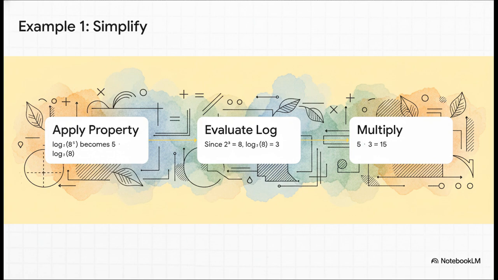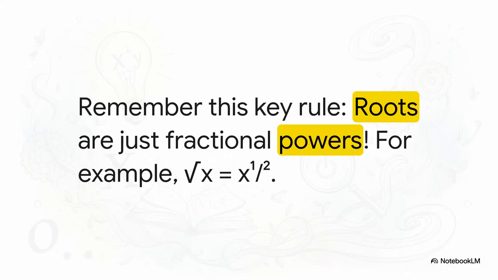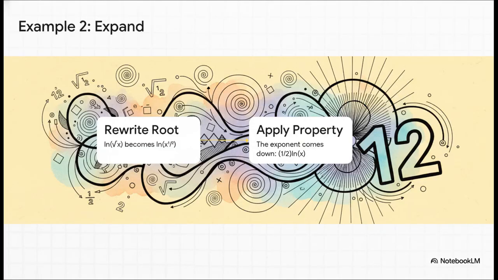So much easier. Okay, for our next example, we need to dust off a really important idea from algebra. Roots are just powers in disguise. They're fractional powers. Remembering this little fact unlocks the full potential of this property. Let's try to expand the natural log of the square root of x. The absolute first step before you do anything else is to rewrite that square root as an exponent. So it becomes x to the 1/2 power. And now that we have an exponent, boom, the power property kicks in. The 1/2 comes down to the front, and we're left with 1/2 times the natural log of x. That's all there is to it.